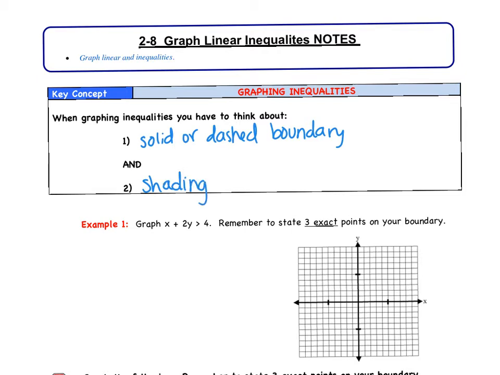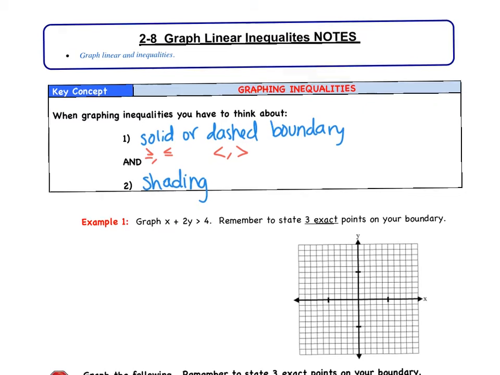Now, you've seen this before. Solid boundaries versus dashed depends on the inequality you have. If your inequality has an equal sign, it's going to be a solid line. If it has greater than or less than with no equal sign, you're going to have a dashed boundary. So we're going to look at this first example together.